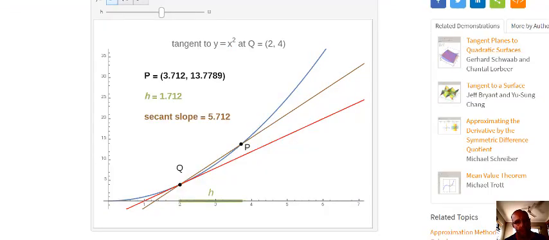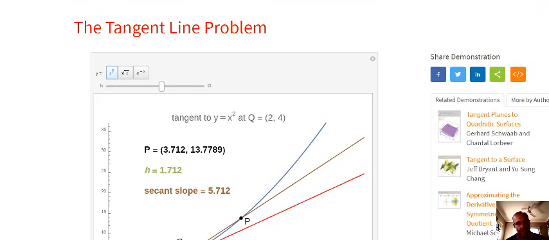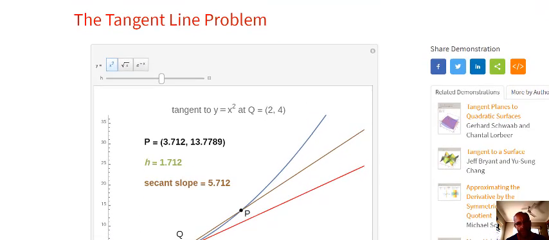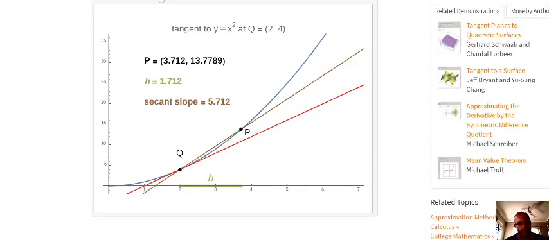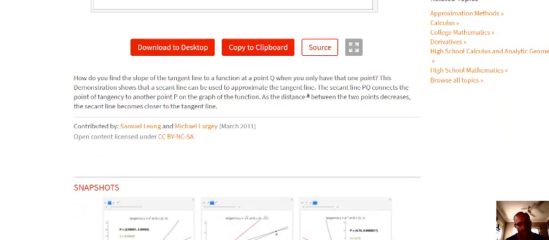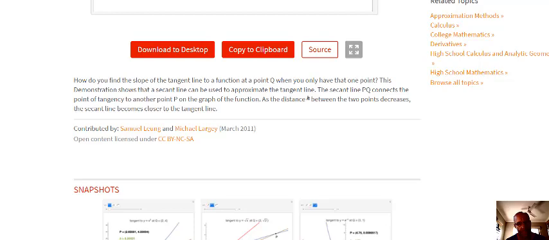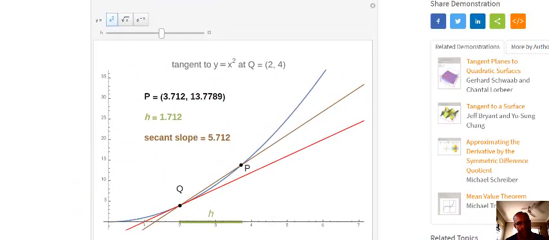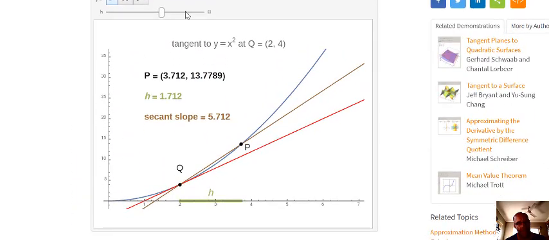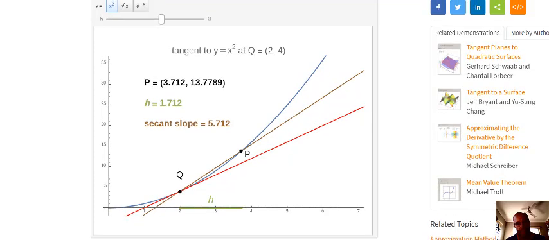So I'm just using Wolfram's demonstrations project, and it's an actual project called the tangent line problem, and the author of it is down the bottom there. Authors, contributors. The demonstration shows we can just choose all sorts of functions. I'm just going to choose x squared, so we've got the line y equals x squared. You can see that there in blue.